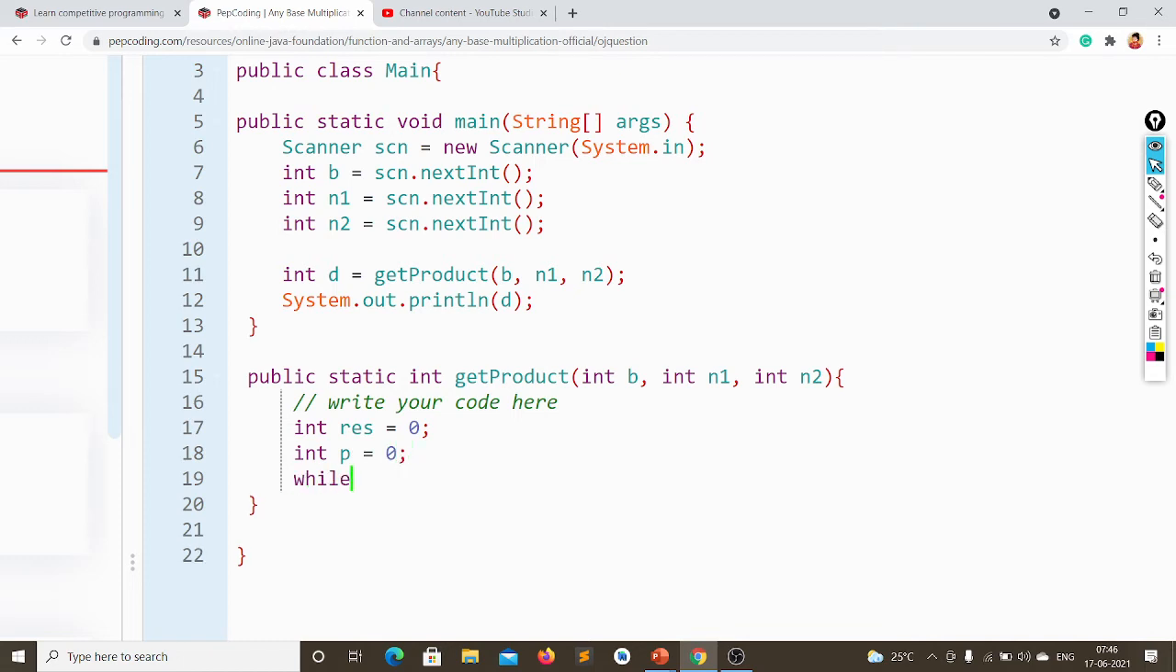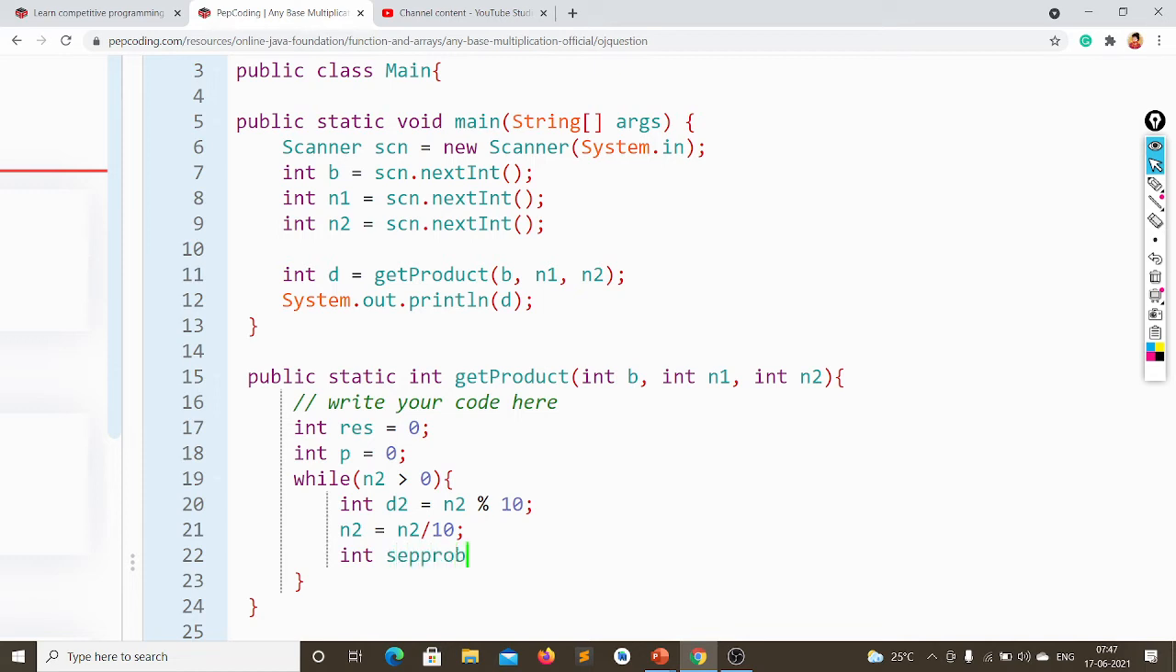and while my n2 is greater than 0, each digit of n2 I'm multiplying with n1. So as I said already before, let's take int d2 is equal to n2 modulo division 10. Okay, I will get some digit now, and again I'm dividing n2 by 10. Except the unit digit, you will get the remaining digits.